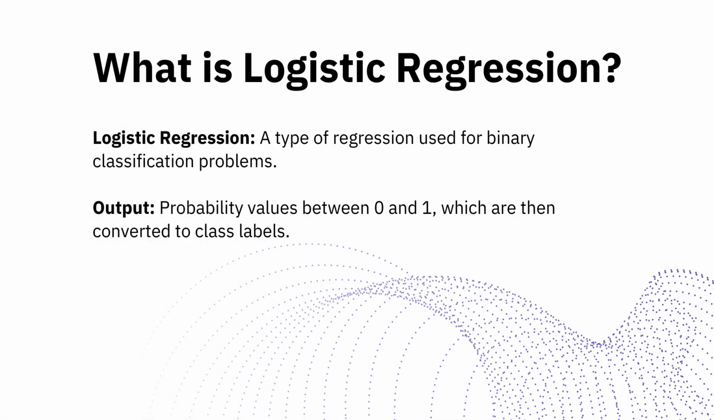Logistic regression is a classification technique used when the dependent variable is binary, meaning it has two possible outcomes, such as yes or no, true or false, or 0 or 1. Instead of predicting a continuous value like linear regression, logistic regression predicts the probability of a given outcome, which can then be converted into a class label.